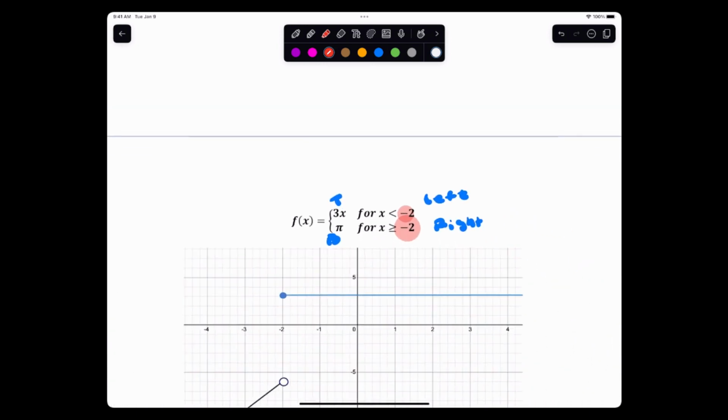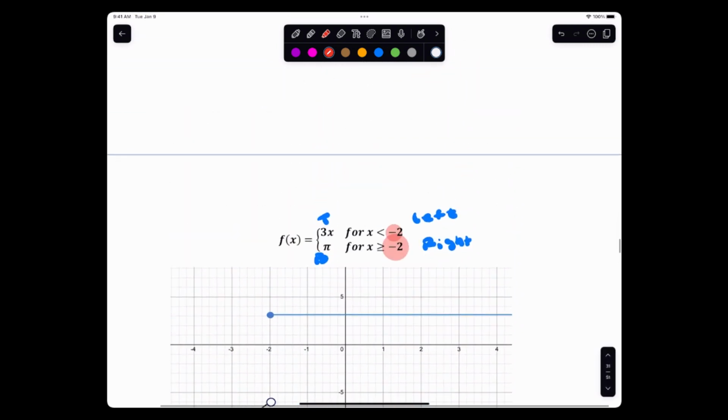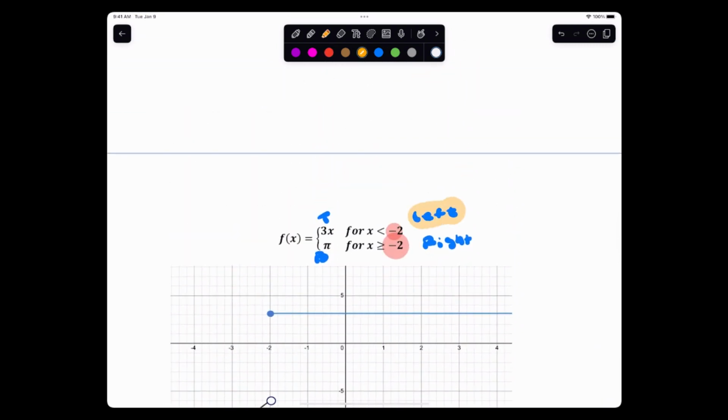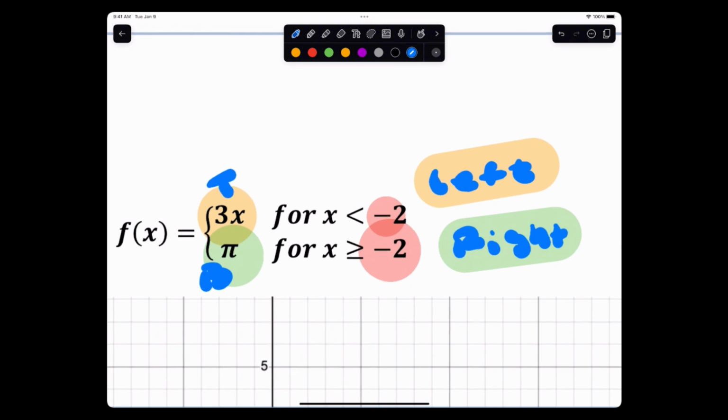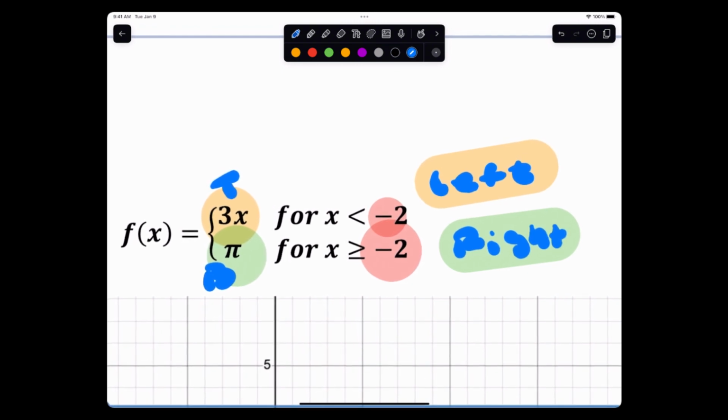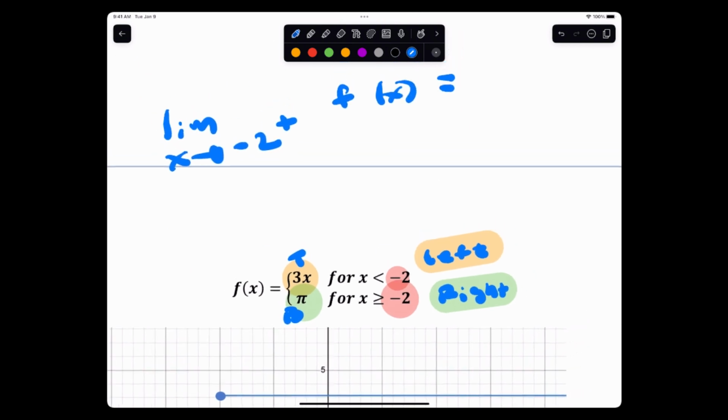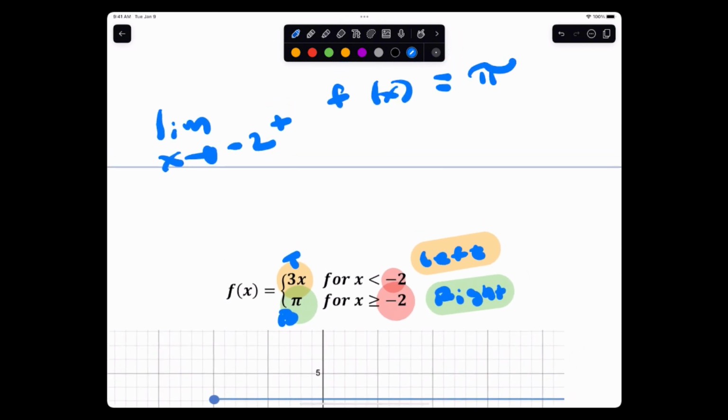All right. So I think we're coloring what? I don't remember the colors. I think the left was orange, right? And the right was green. Okay. So you might say, what do I do now? Well, here's what you guys can do. Yes, obviously, as x approaches negative 2 from the right of the function, because it's approaching negative 2, it's getting close to negative 2, you're going to use what? Pi.